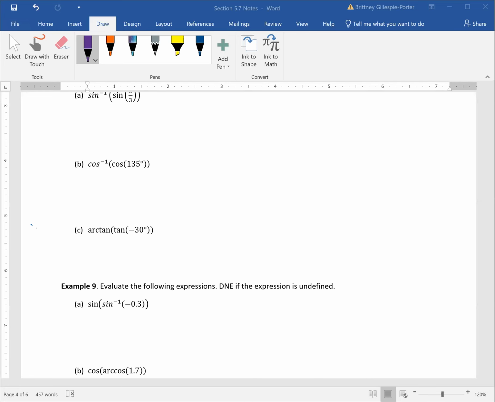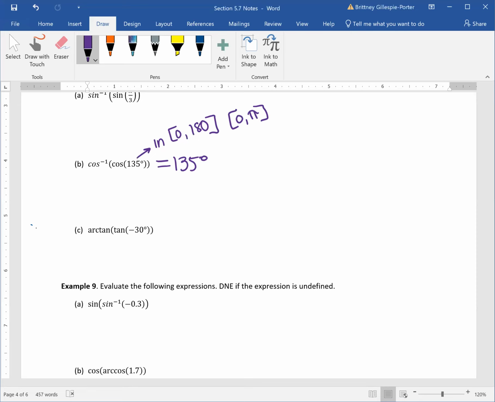Okay, let's pick up where we left off. We had just left off in class that the cosine of 135 degrees with the inverse cosine on the front wound up being 135 degrees. And that was because this 135 is in the interval 0 to 180 degrees, which we found in our domain and range. For our inverse cosine, remember 0 to 180 is the same thing as 0 to pi.